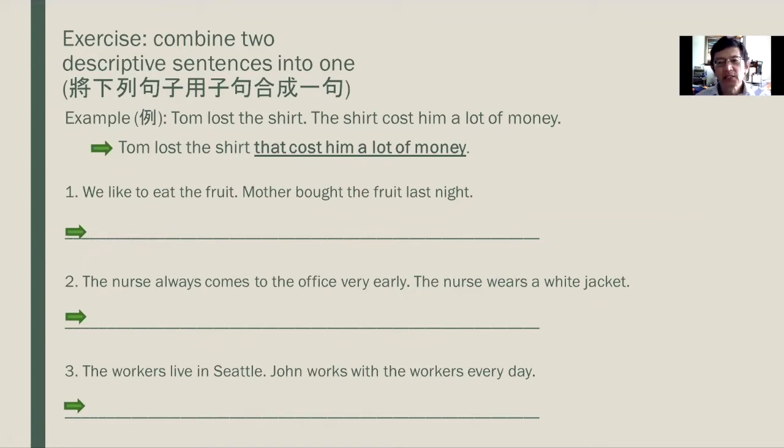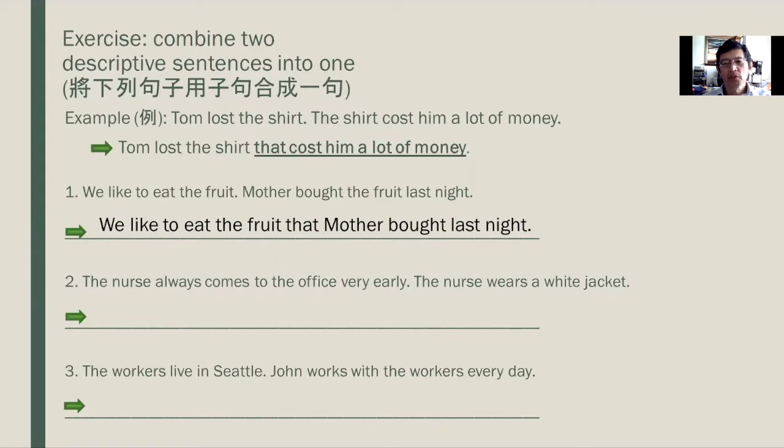Okay, let's try number 1. We like to eat the fruit. Mother bought the fruit last night. Think about what the one sentence would be. The answer is, we like to eat the fruit that Mother bought last night. So the clause word here is that, and the clause would be that Mother bought last night.